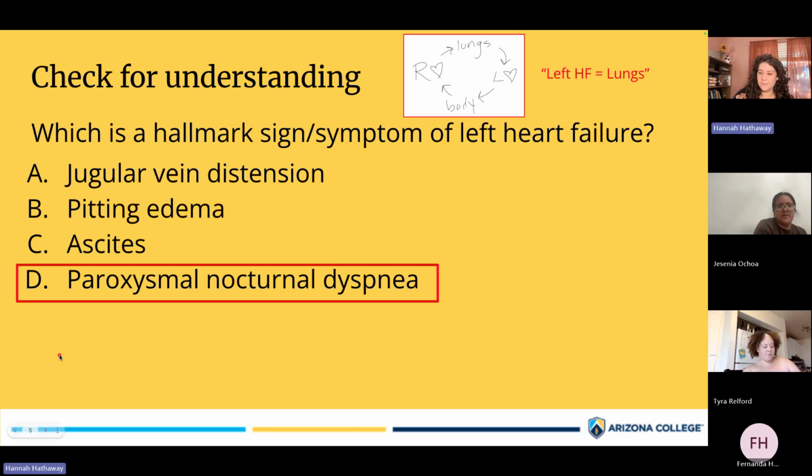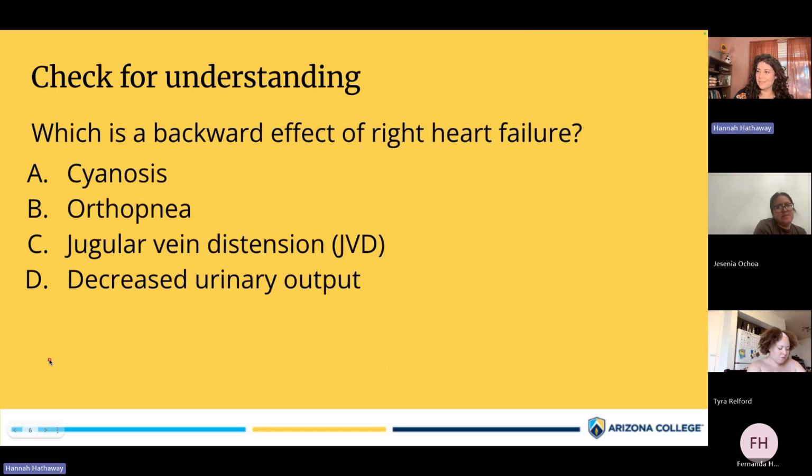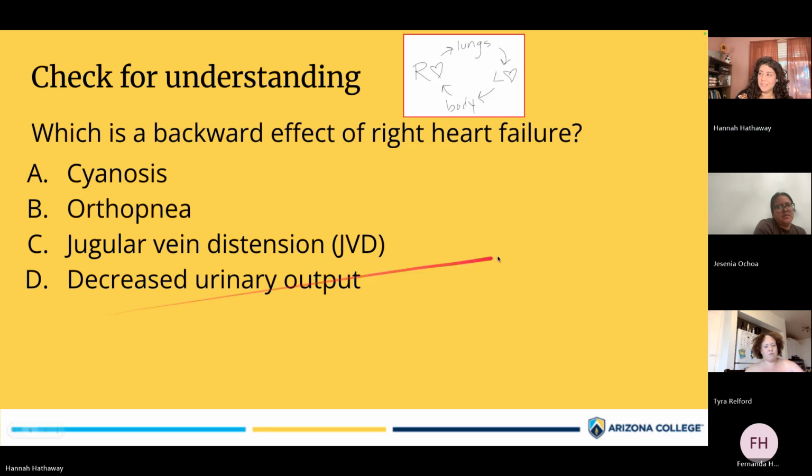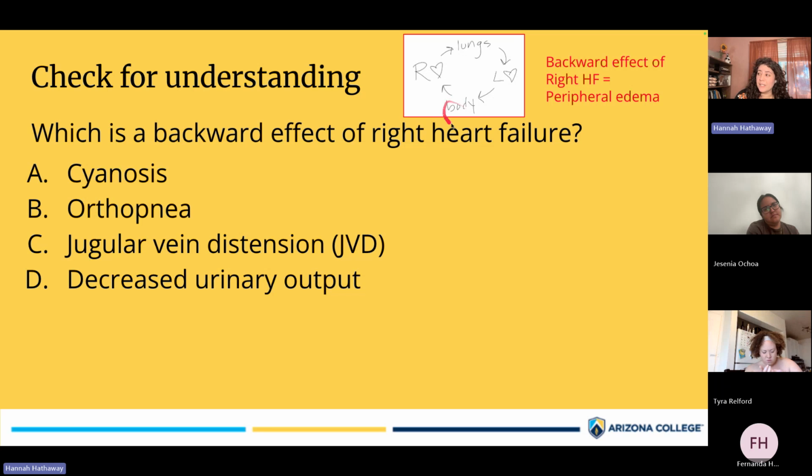All right, let's do one more. There might have been two more. Which is a backward effect of right heart failure? Okay, so same thing. We're going to draw our picture. We're talking about right heart failure. So it is backwards from the right side of the heart. We're going the opposite direction. That is the body. So in other words, we are thinking swelling throughout the body. So peripheral edema. Fluid anywhere that's not the lungs is going to be the answer.